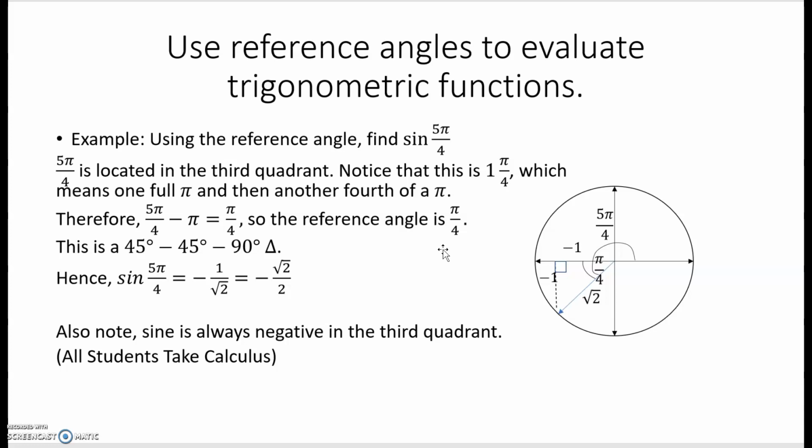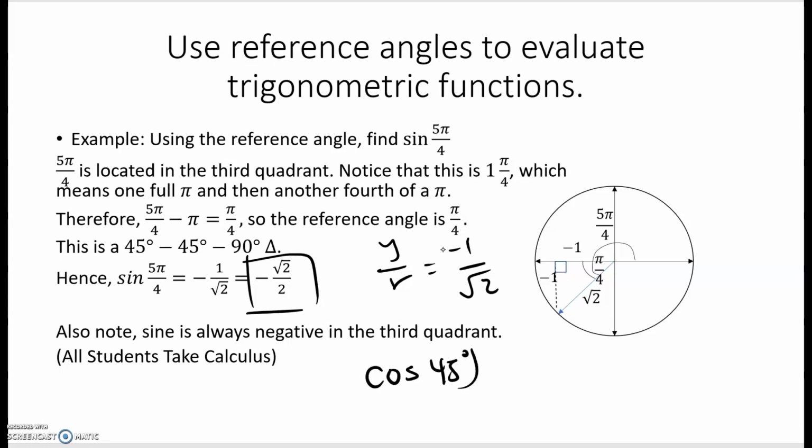Last but not least, we'll find sine of 5 pi over 4. You would go through the same steps, except now you're finding sine, which is y over r, which comes out to the same thing. Negative 1 over square root of 2, and then you rationalize, and you get the same thing as cosine of 5 pi over 4. Interesting: cosine of 45, or pi over 4, is equal to sine of 45. Keep that in mind.